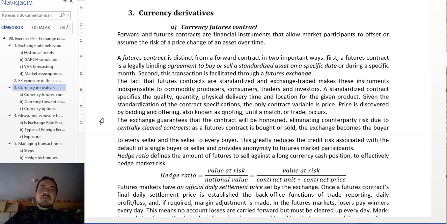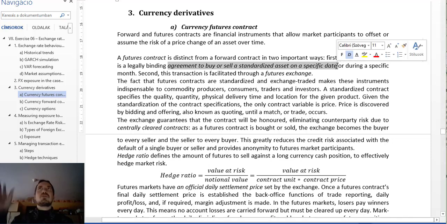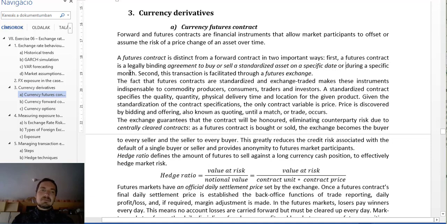So first of all, we have the most basic one, the currency futures contract. It means that this contract is first of all legally binding. Obviously, that's why it's a contract. It is an agreement to buy or sell a standardized asset on a specific date. So on a future date, let's say in September 2020, or during a specific month.